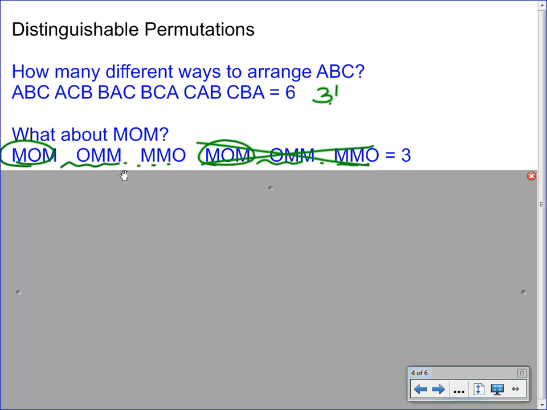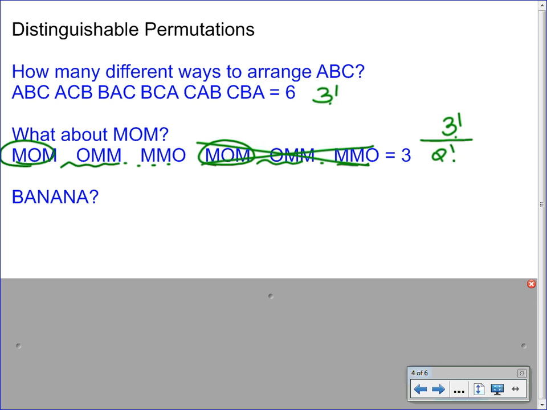We have 3 factorial different ways to rearrange 3 letters, but how many of them are the same? So we have to divide by 2 factorial, because we have to account for those 2 M's being in different places, but they're the same letter. Do you do the number that there are? Yes.